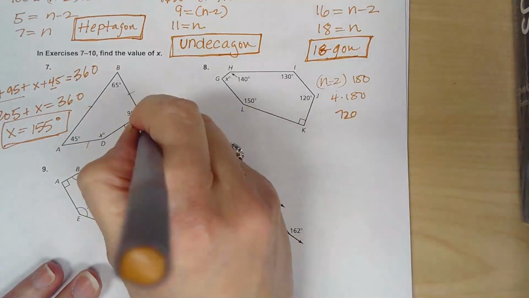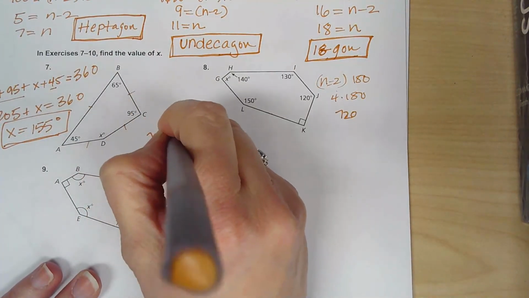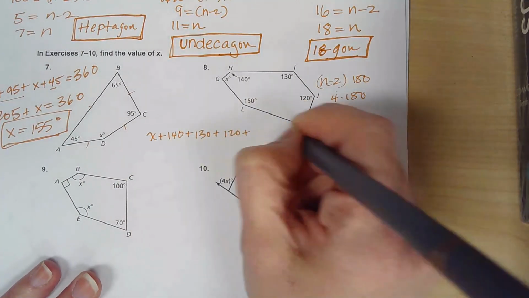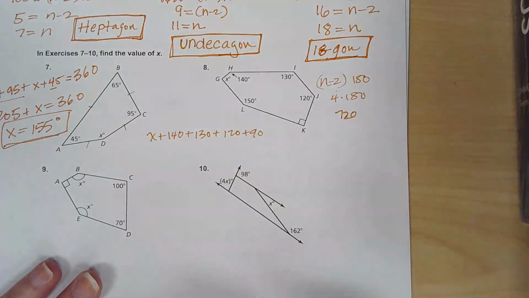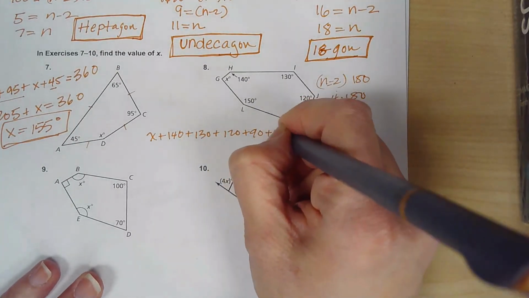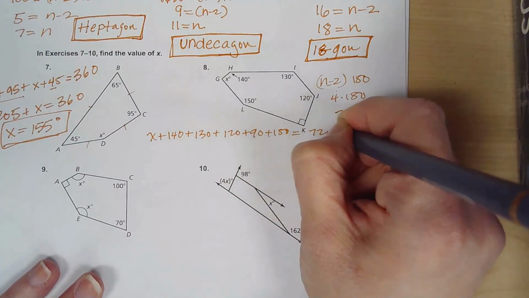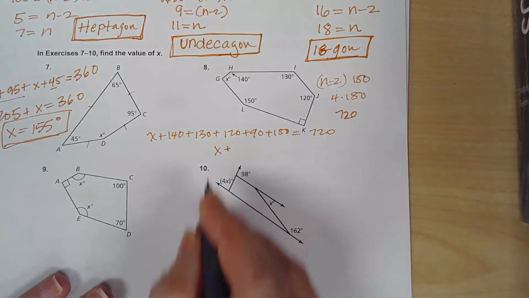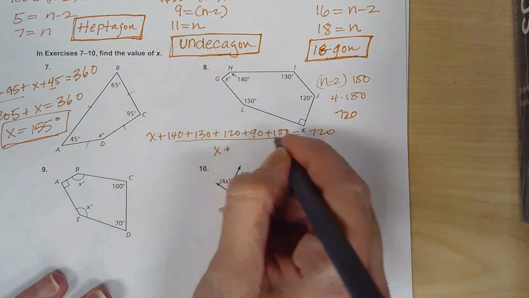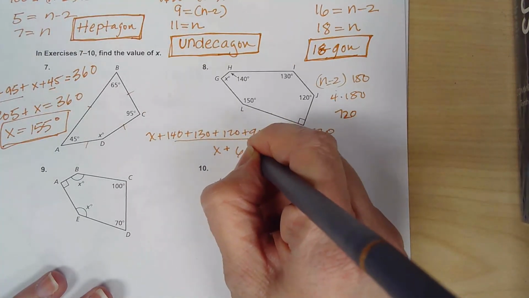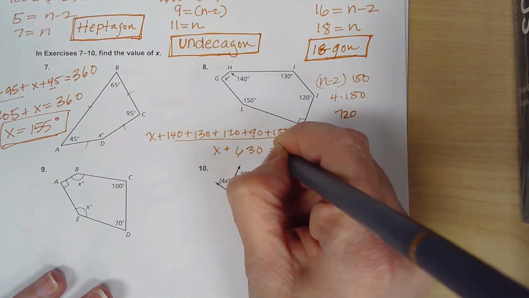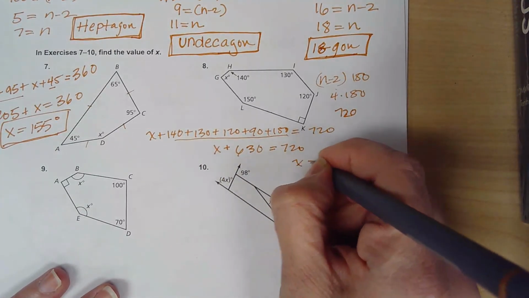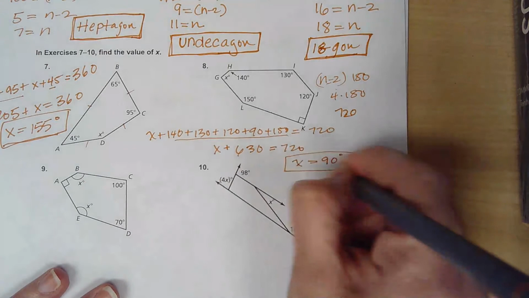So my equation might look like this. X plus 140 plus 130 plus 120 plus 90, even though I didn't give the number there, I put the little symbol, plus 150 equals 720. All right, I'm going to add up all those numbers. All of this stuff right here gives me 630. And if I subtract 630, I get x to equal 90.